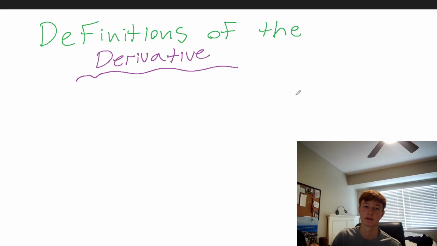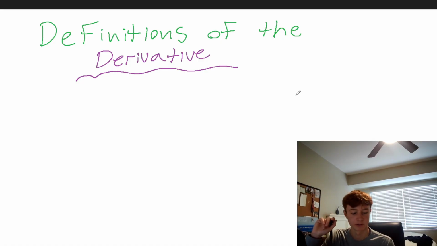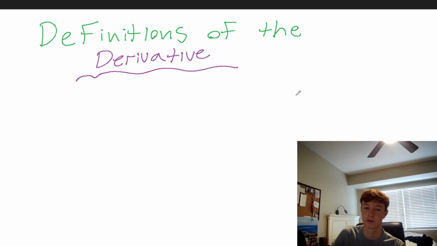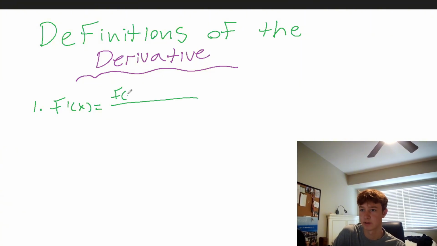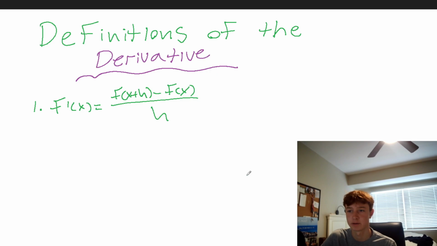Hi, welcome back. So the next topic in this playlist is about definitions of the derivative. There's three definitions that you need to know, or at least be able to identify. For one, we have f prime of x is equal to the limit as h approaches 0 of f of x plus h minus f of x over h. This is the classic definition of the derivative.